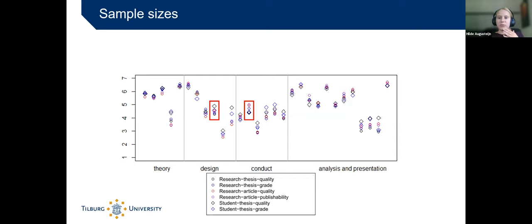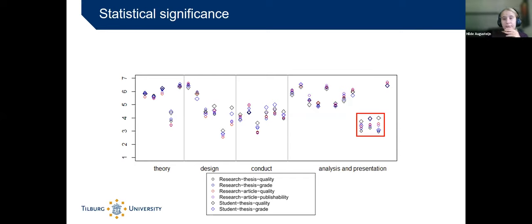For statistical significance, we saw that they thought it was not very important to them. This is either observing large effect sizes, observing the main effect in the hypothesis direction, or reaching statistical significance of the results of the main hypothesis. Students think that this is slightly more important compared to researchers, or that it will be more important to their supervisor than their supervisor or the peer reviewer actually thinks.